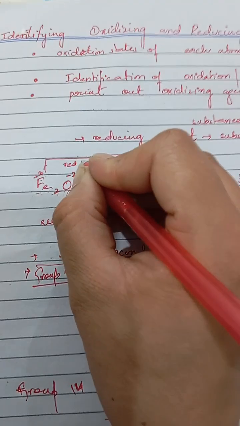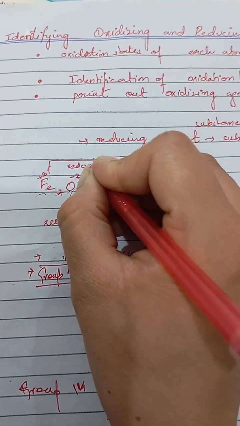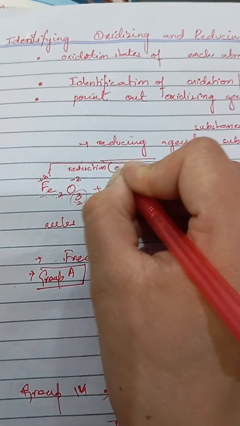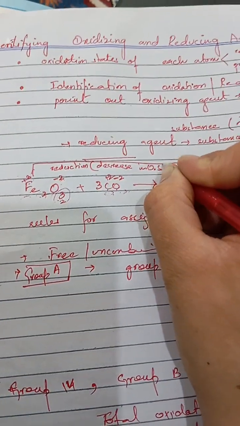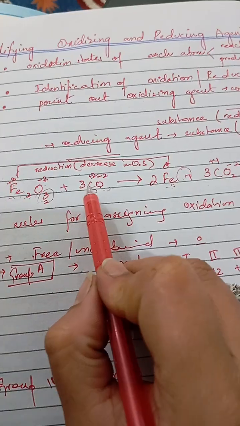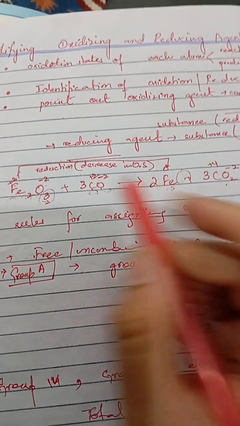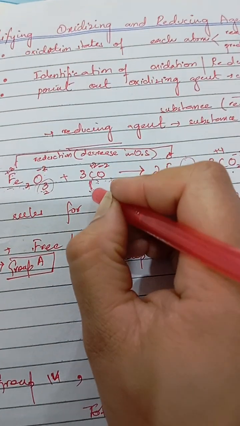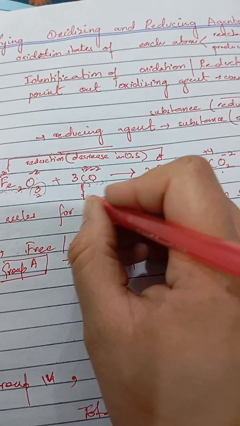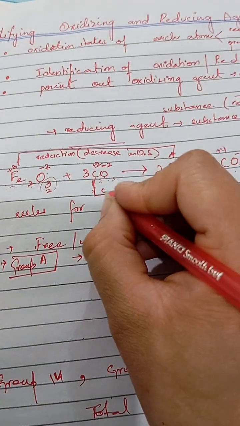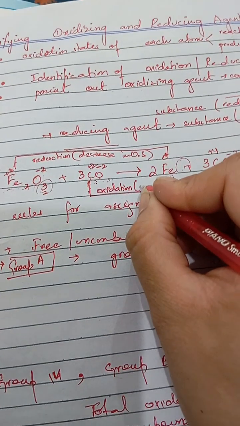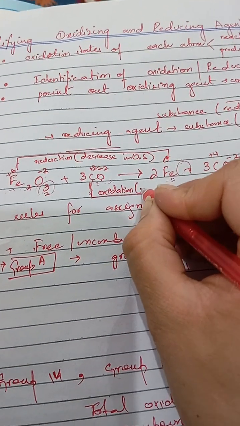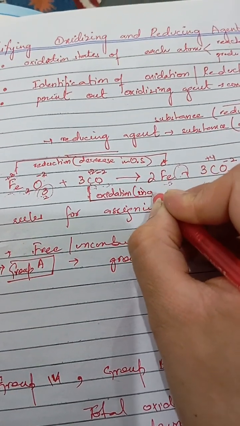So we will write reduction, because of the decrease in oxidation state. Similarly, if you look here, from plus 2 to plus 4, the oxidation state is increasing. So we will write oxidation, and then in brackets we write the reason: increase in oxidation state.